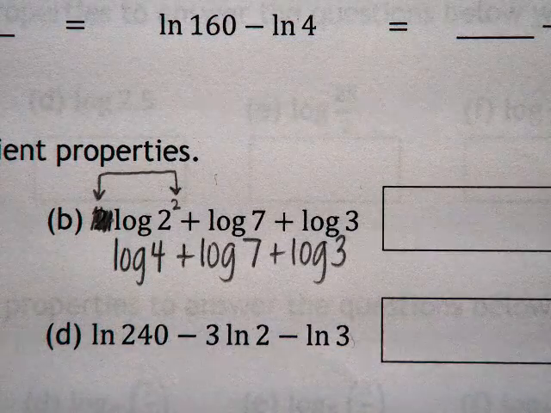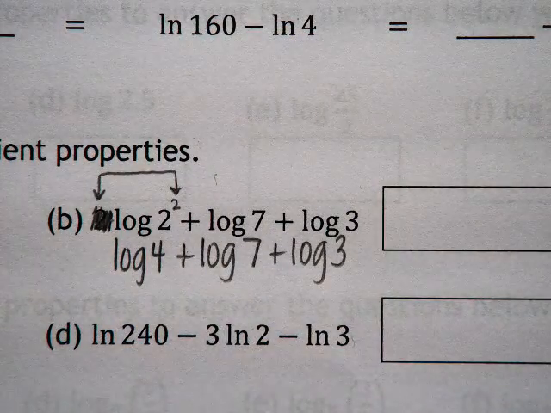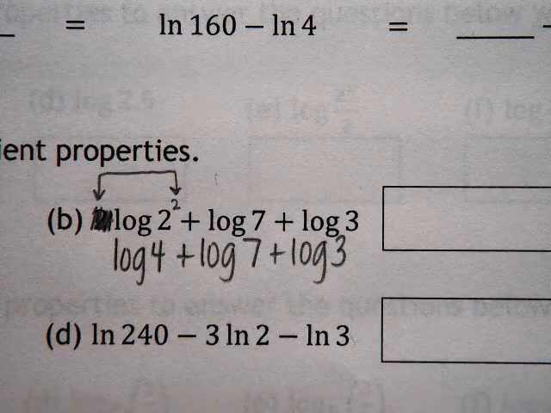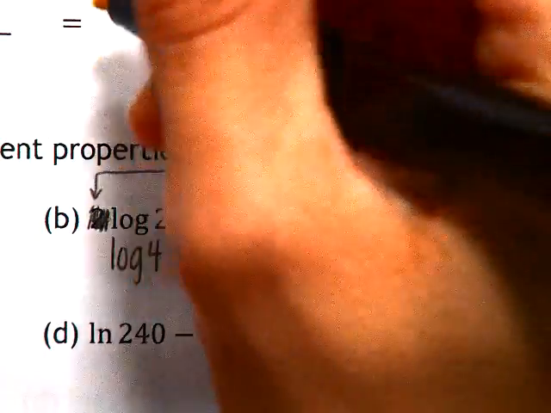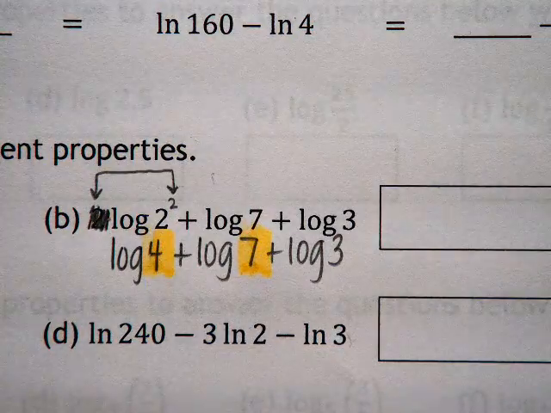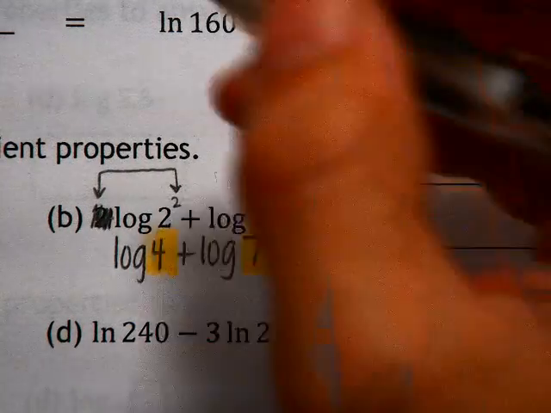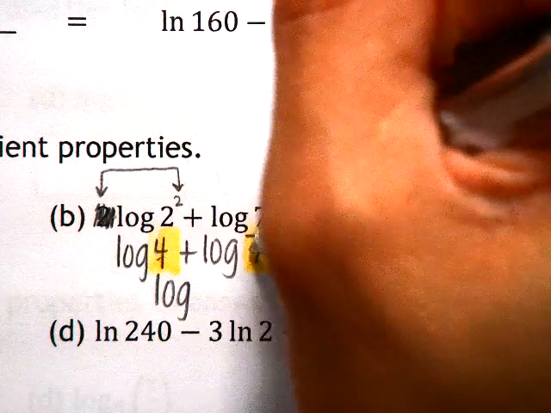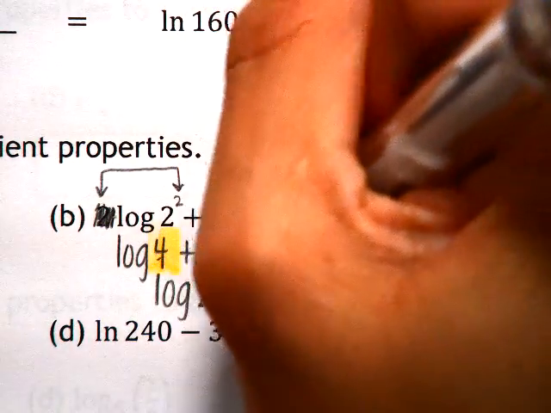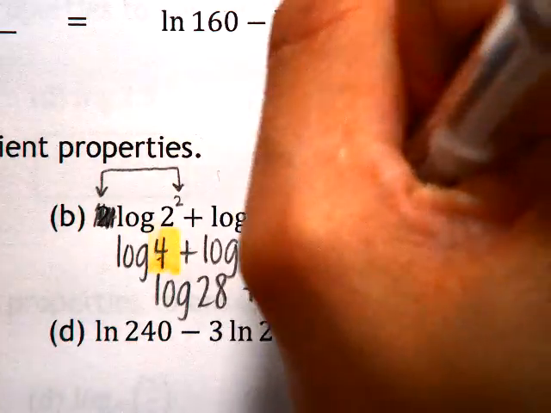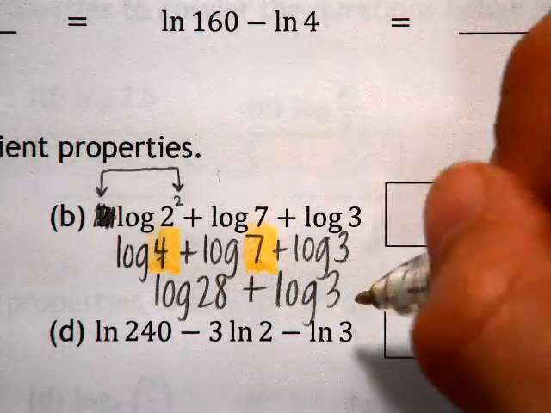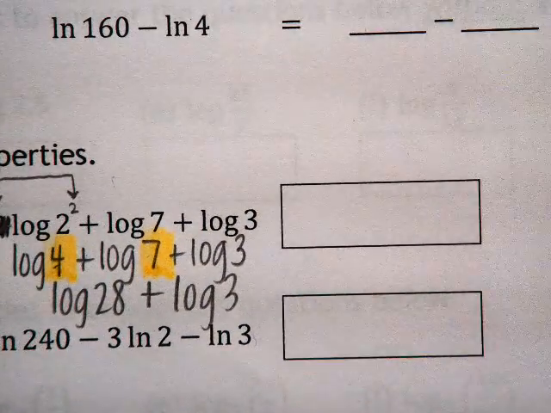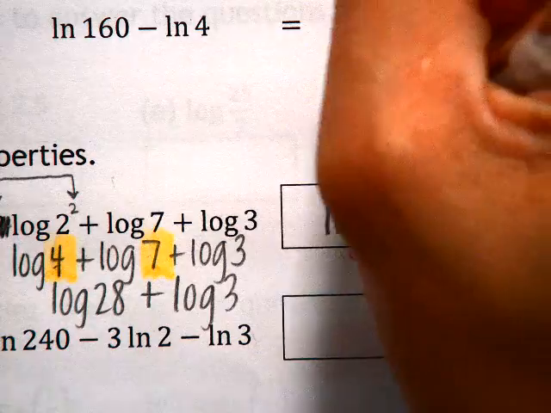Now all of a sudden I have something that looks a little bit more familiar and I can do my condensing. Now you can condense all in one step, or you can do multiple steps. I'll leave that kind of up to you. I always like to do 2 at a time, but some people don't mind doing 3. It's your call. I know that I have the plus sign, so that means I have log of multiplication. 4 times 7 is 28. Then I have another plus log 3, and again I use another product because I can see a plus sign. So 28 times 3, I believe, is 84. So I have log of 84.